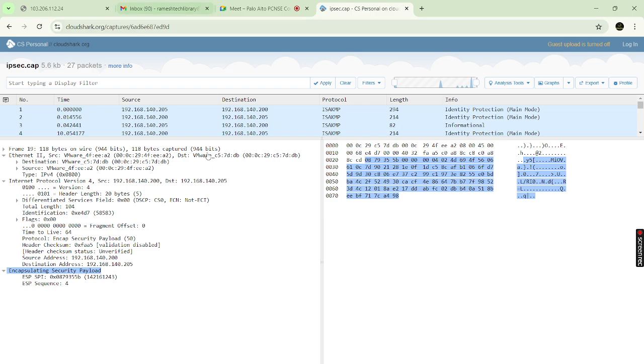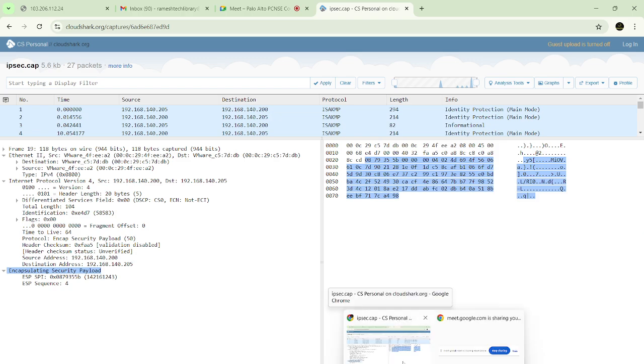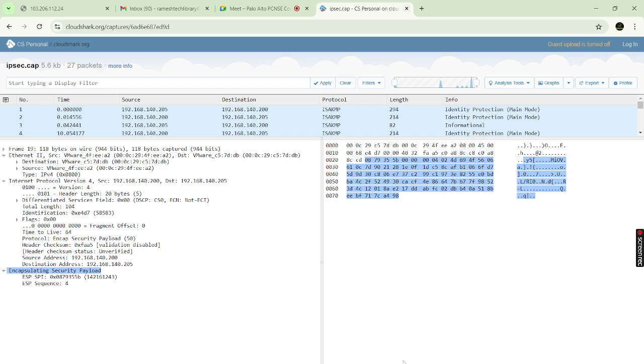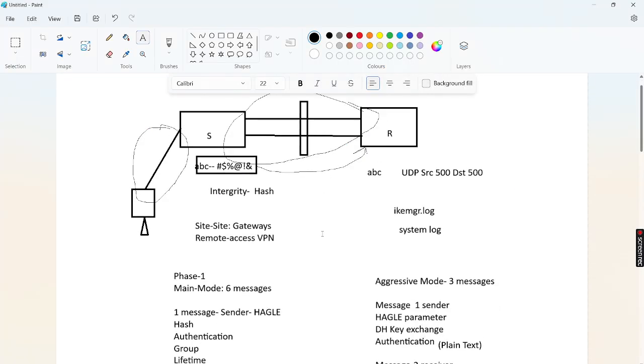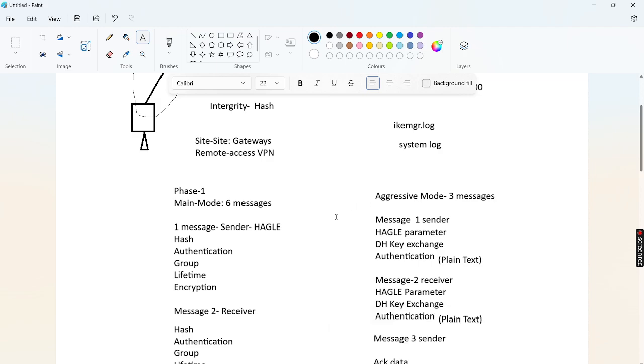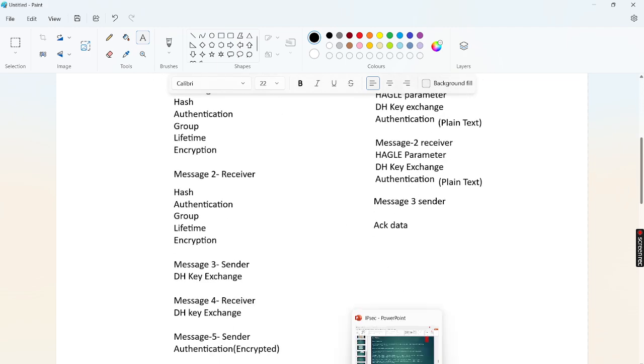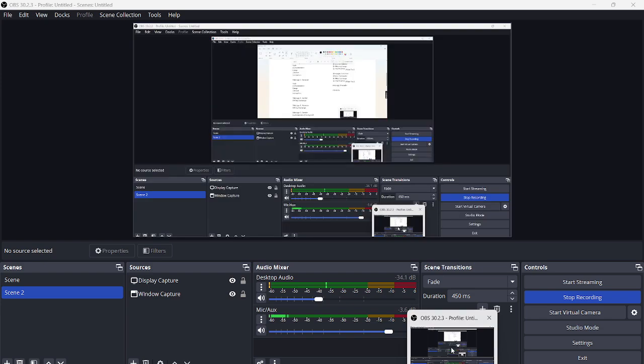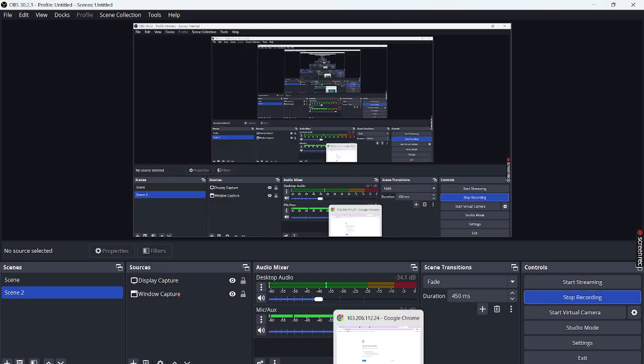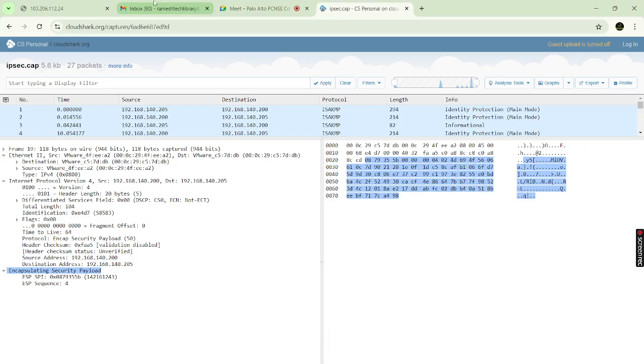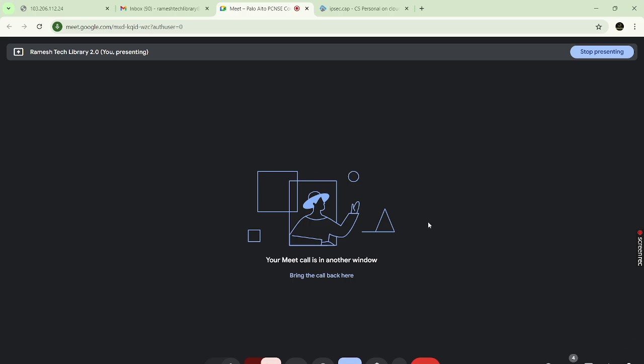I think you have some basic idea about the IPsec protocol, about phase 1 and phase 2, and how the data will be exchanged between the IPsec peers. We can call them IPsec peers or gateways. You want me to install another firewall for tomorrow's lab? Yes, for sure, we need another firewall as well. Any doubts on this? Yeah, all good.